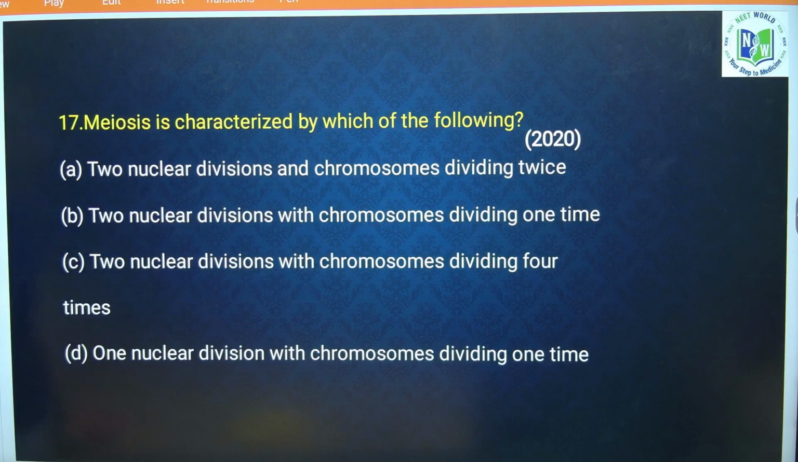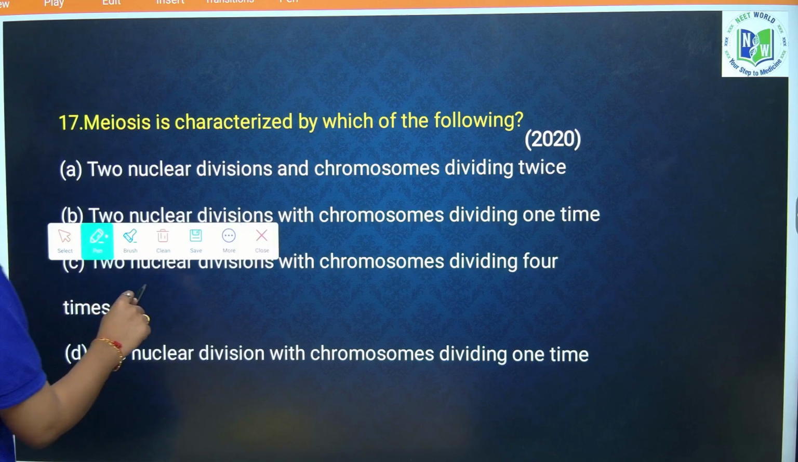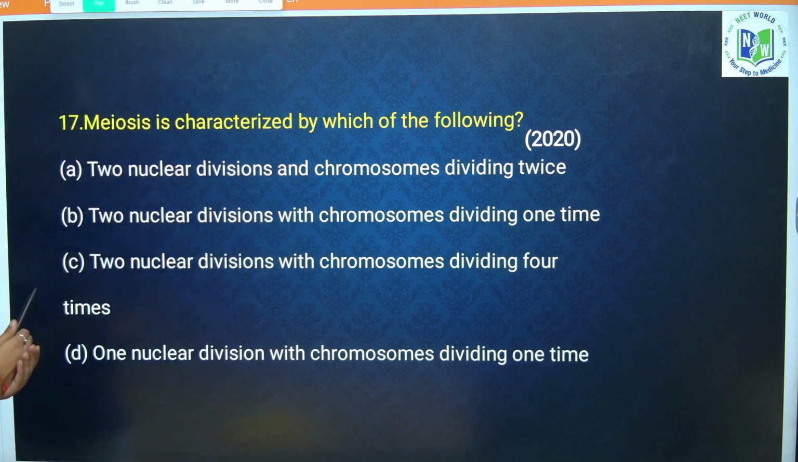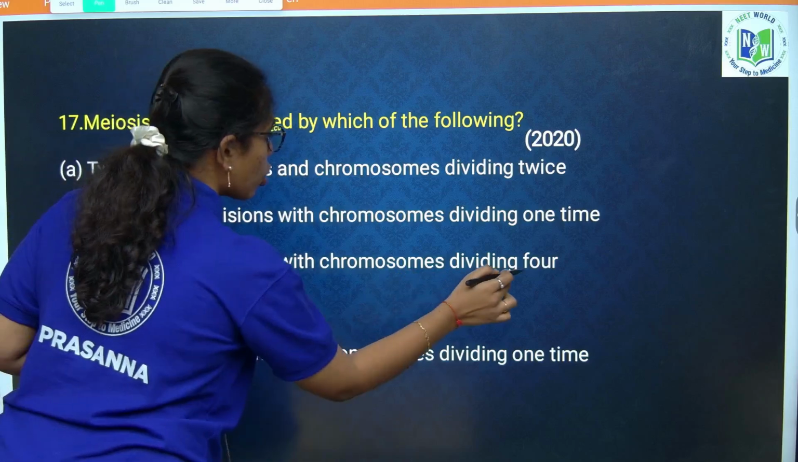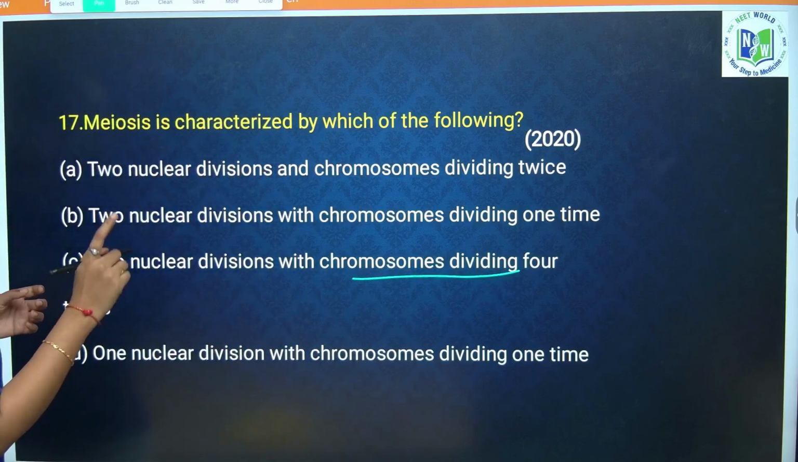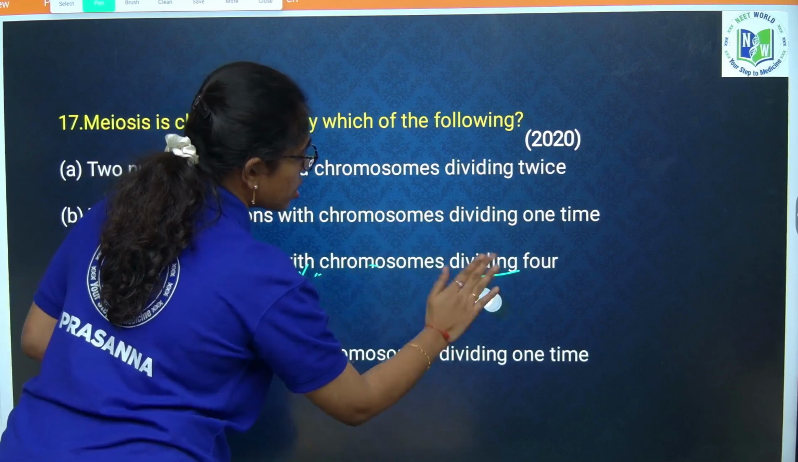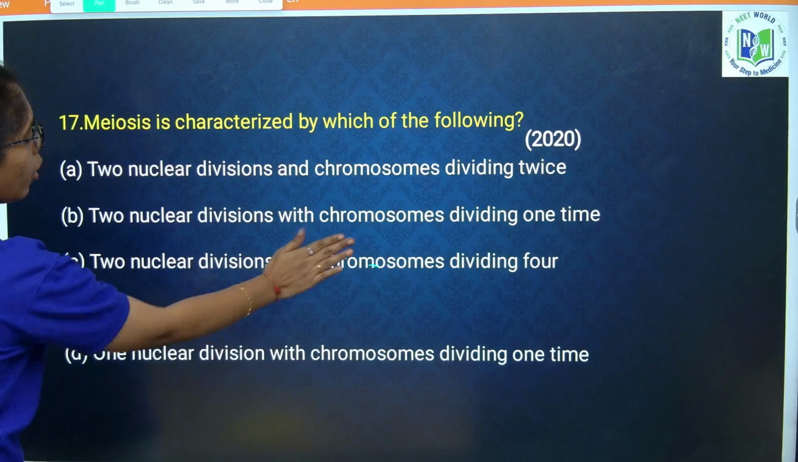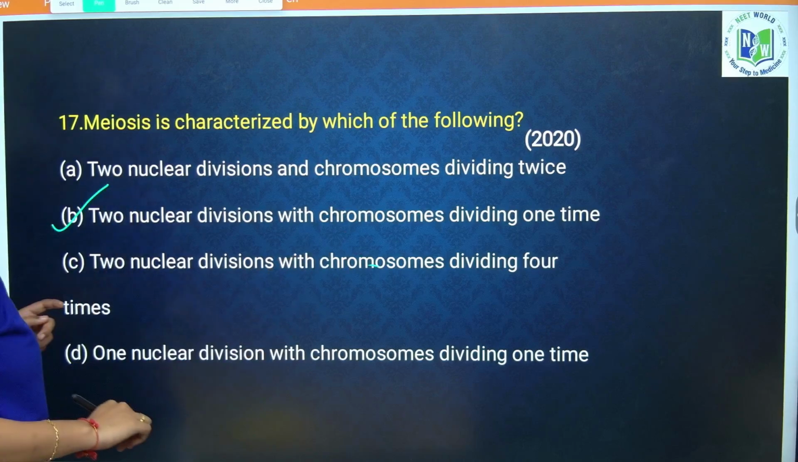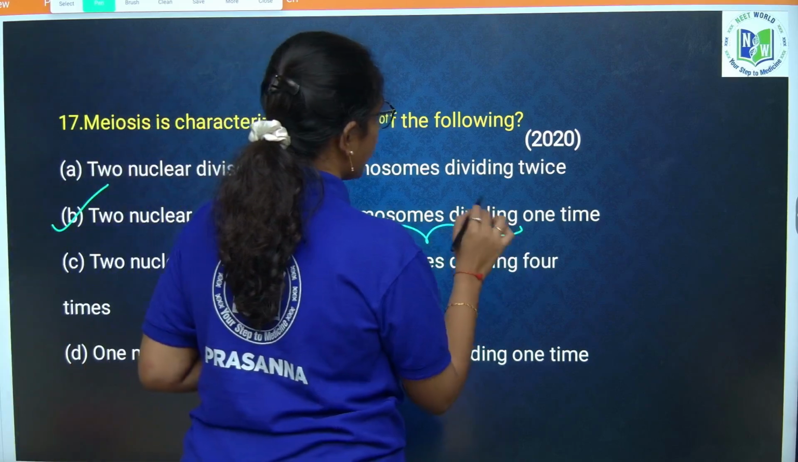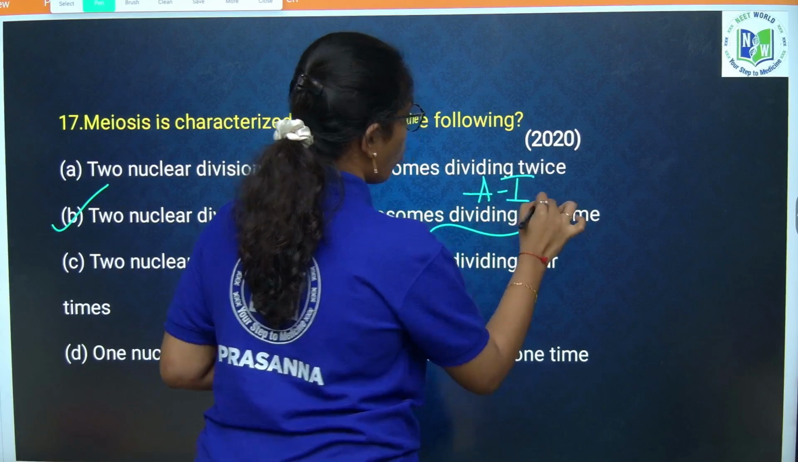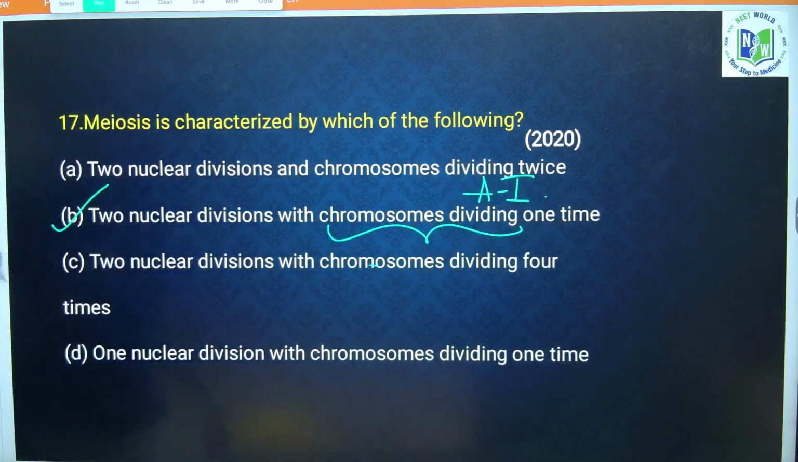Meiosis is characterized by which of the following? He is asking: two nuclear divisions with chromosomes dividing only one time. Two nuclear divisions with chromosome dividing only how many times? One time. That chromosomal division happens during anaphase 1. Clear? Next question.